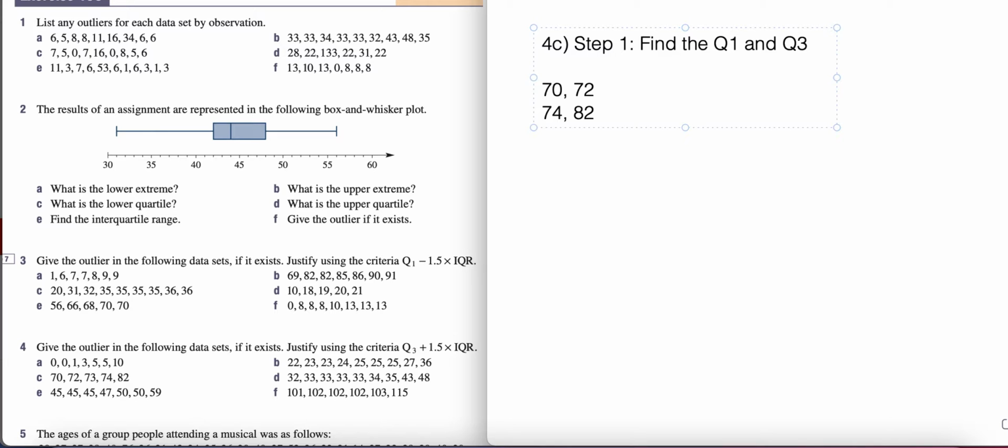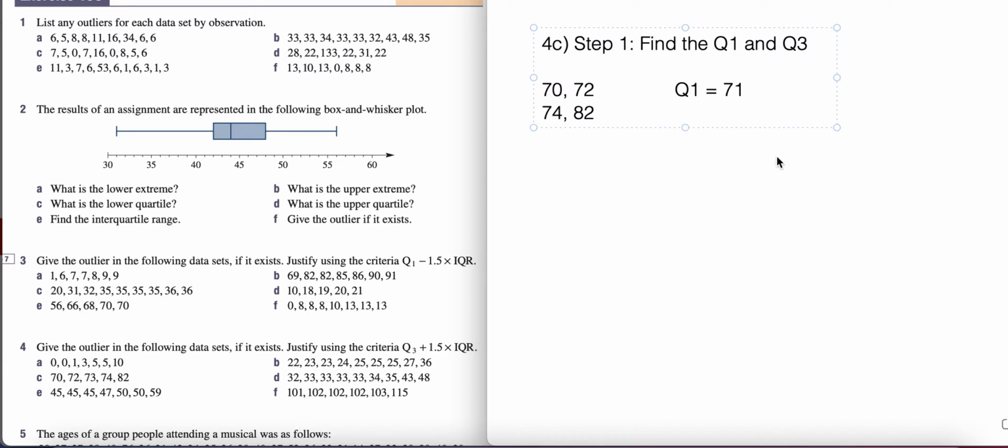All right, so now the first half we have 70 and 72. Now to find Q1, you have to figure out what's halfway between 70 and 72. To do that, you can add those numbers and divide it by 2. So 70 plus 72 divided by 2, because there's 2 of them, that gives you 71. Or one way of thinking of it is just mentally think about what's halfway between 70, 71, 72. It's 71, right?